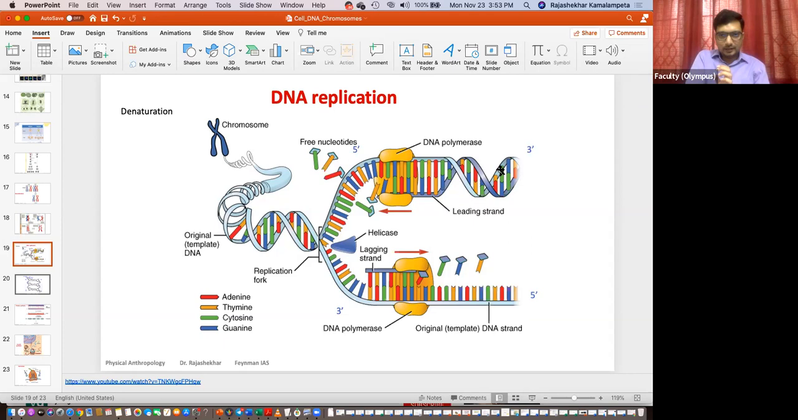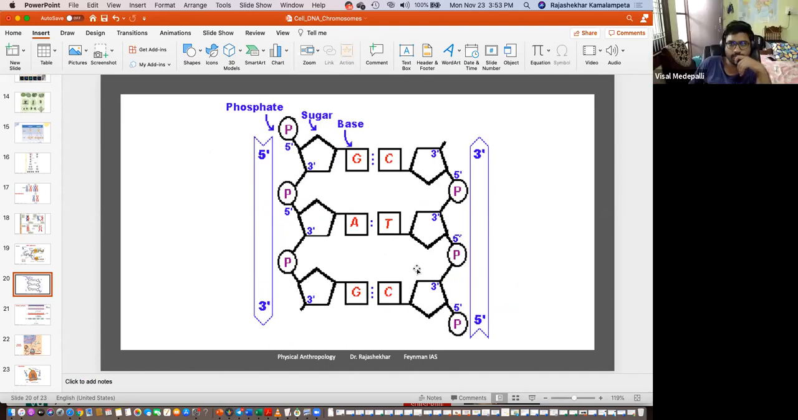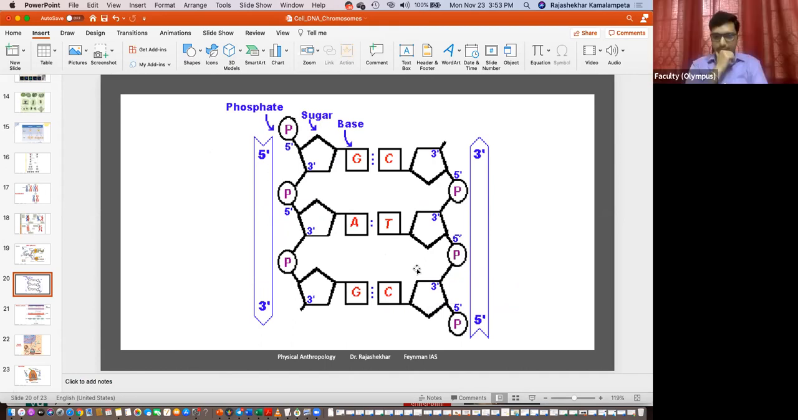Template is either in the 3' to 5' side. Here it is in the 5' to 3' side. But in only one direction, you create the phosphodiester bond. What is the direction? I'm taking you to the image I was just showing you. In what direction is the phosphodiester bond added? 3 to 5 or 5 to 3? In what direction does extension happen? 5 to 3.